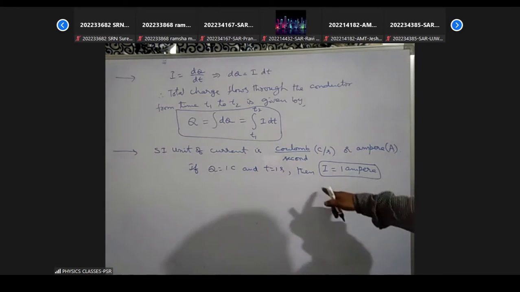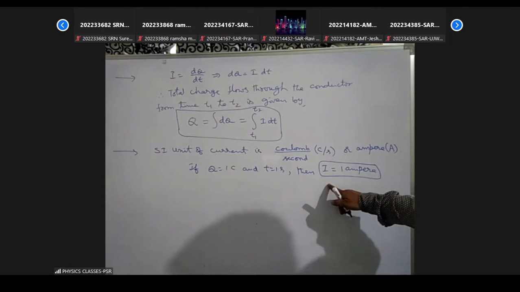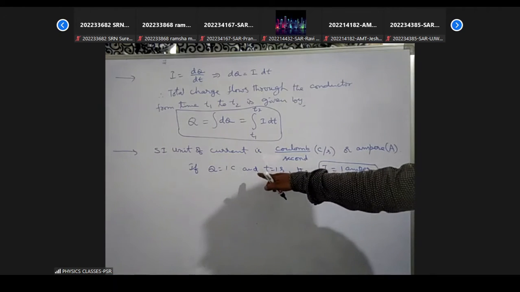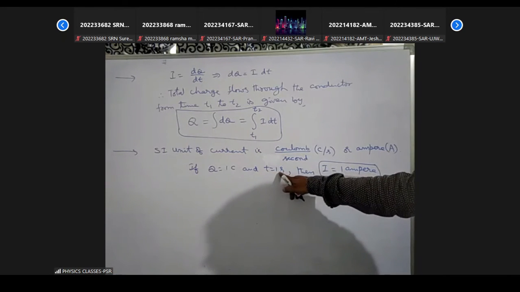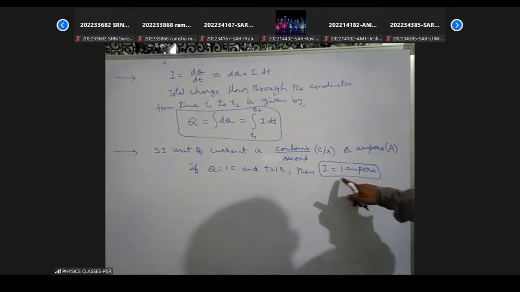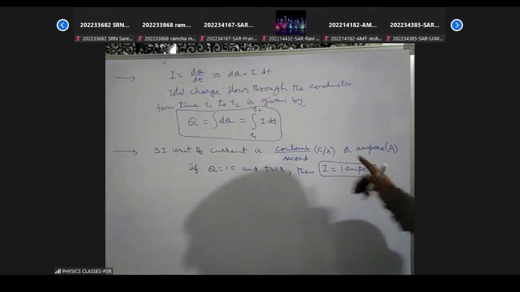Was it completed? Yes, sir. So if 1 Coulomb of charge flows through a conductor for 1 second, then the current passing through it is defined as 1 ampere.